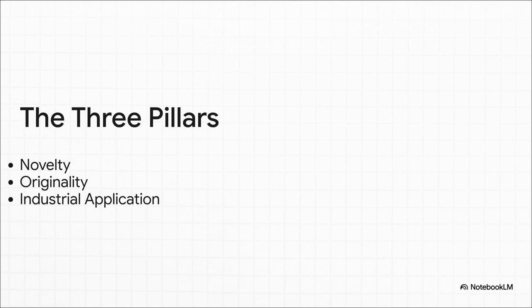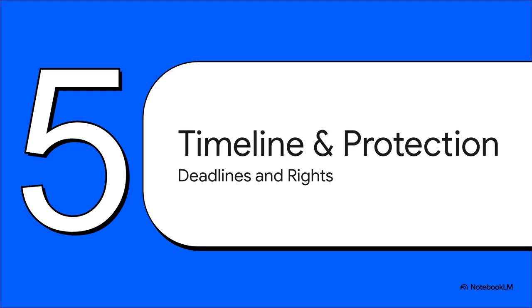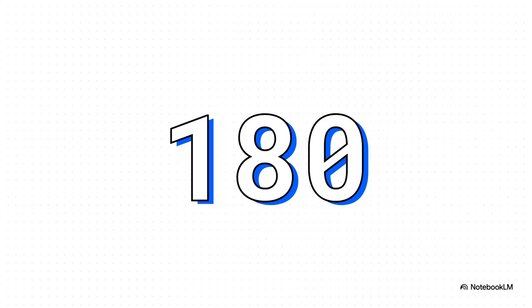And third, industrial application. The object must be capable of being mass-produced in a factory setting, so it can't be a one-off handcrafted piece of art. Section 5. Let's talk deadlines and legal protection. Let's start with a massive, absolutely vital number: 180 days.